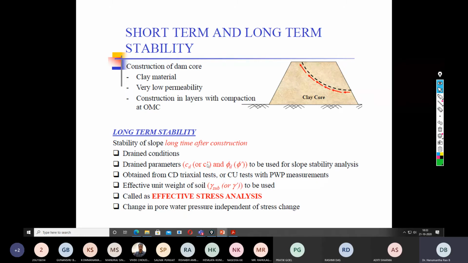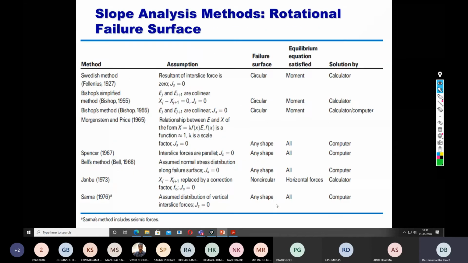And these parameters can be obtained by conducting the consolidated drained triaxial test or the consolidated undrained test with pore water pressure measurements. And the effective unit weight of the soil, that is gamma dash or gamma submerged, is used, and it is called effective stress analysis. So change in pore water pressure is independent of the stress change. So that's all about the slope stability.